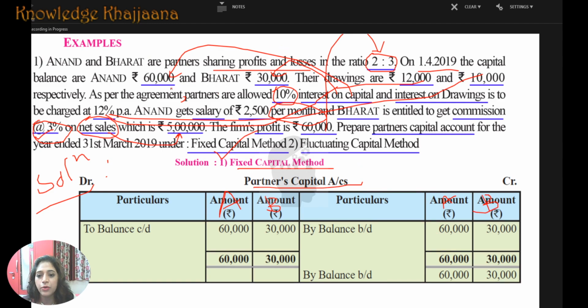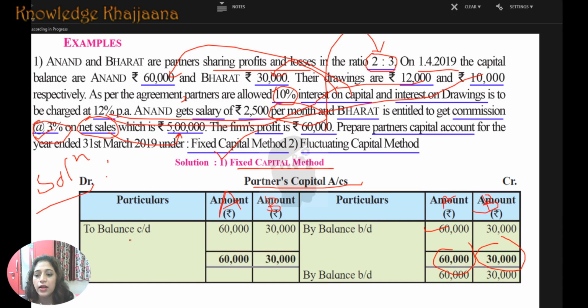but how much amount did Anand bring? Last year's balance is 60,000. So balance brought down, Anand is 60,000. We have to write it against Anand's column. And Bharat's last year balance is rupees 30,000. So we are maintaining the capital account, right? We don't have to think about all these other things. So the total of the capital account is 60,000 and 30,000. We don't have to bother about this in transactions.